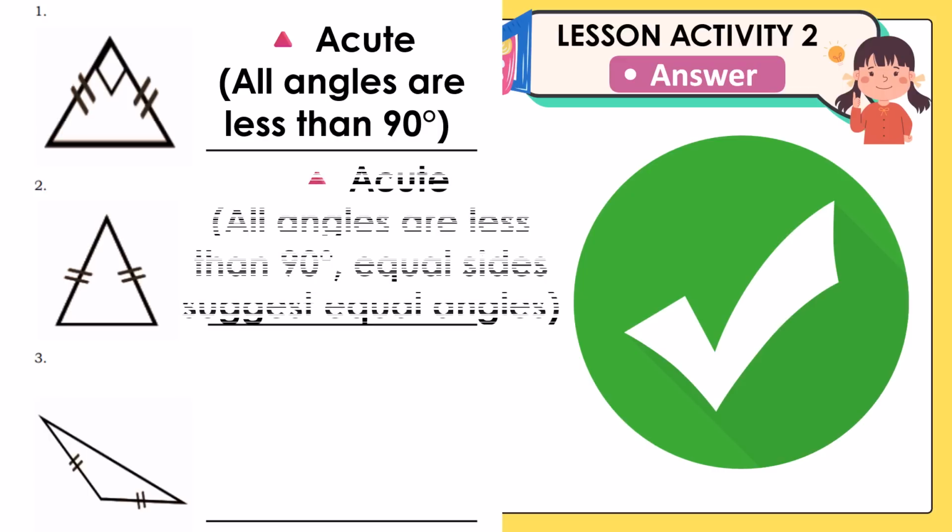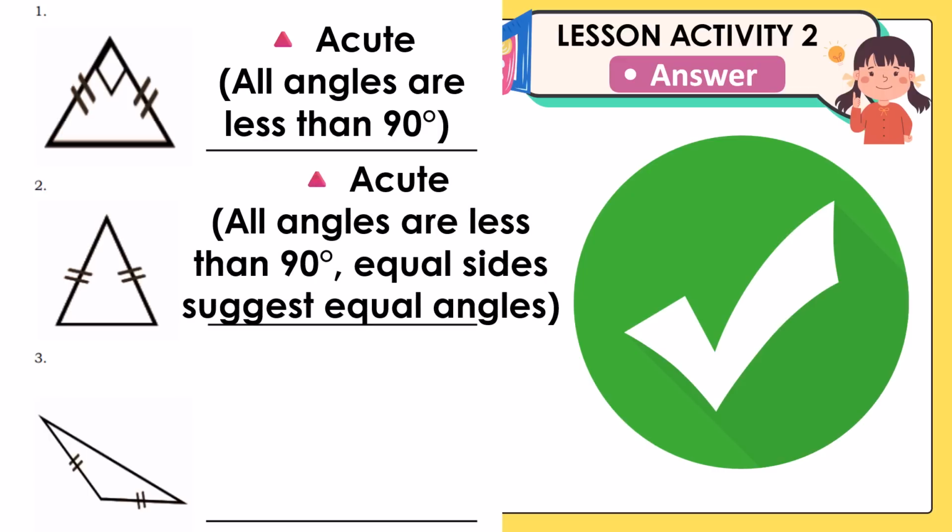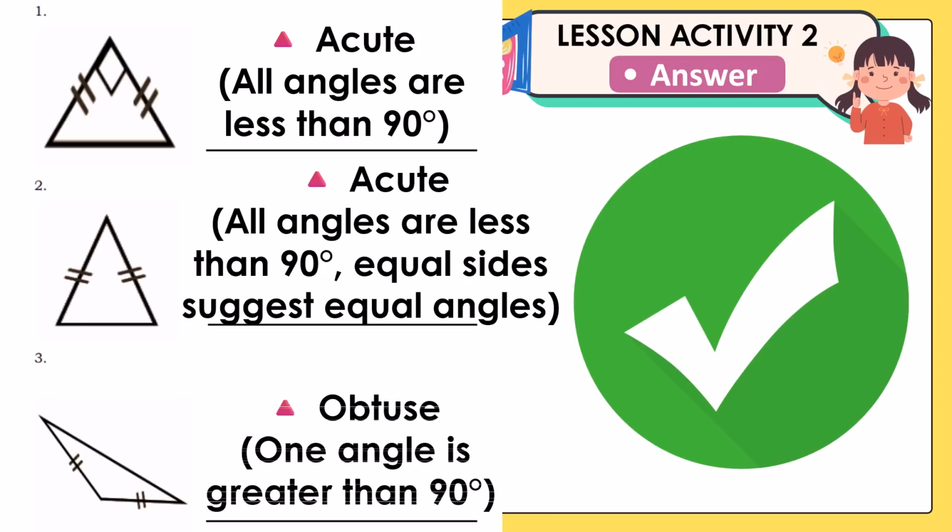Second triangle, acute. All angles are less than 90 degrees. Equal sides suggest equal angles. And third triangle, obtuse. One angle is greater than 90 degrees.